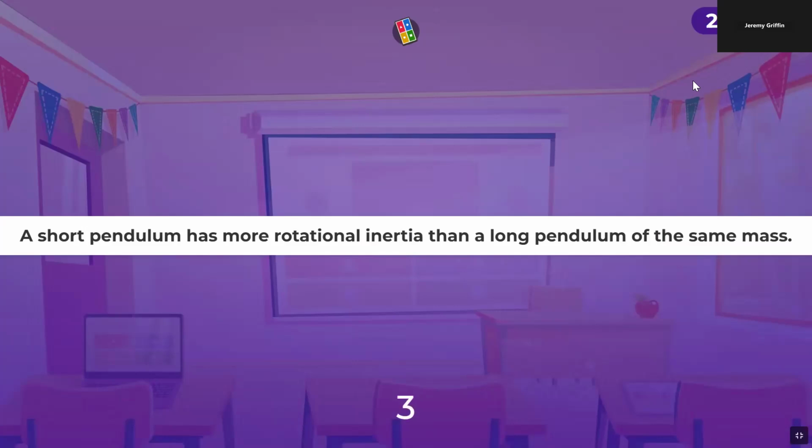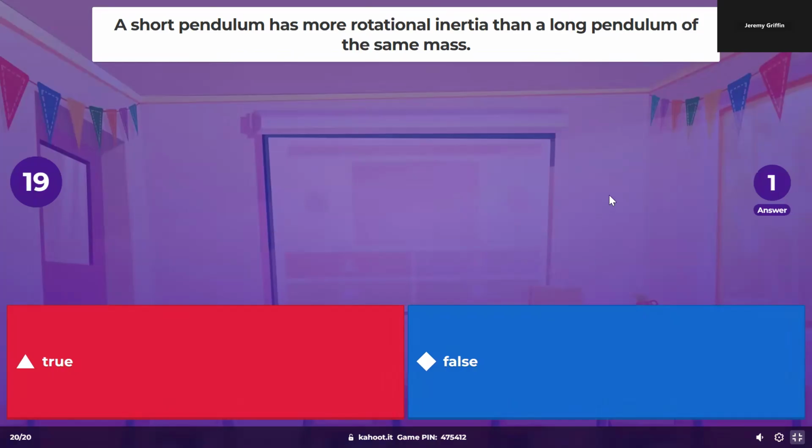Short pendulum has more rotational inertia than a long pendulum for the same mass. Is that right? MR squared. Guys, you know what a pendulum looks like. MR squared.